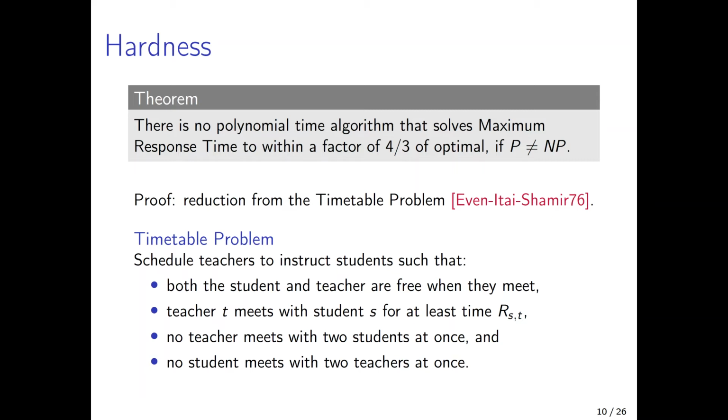In the timetable problem, we schedule teachers to instruct students such that both teacher and student are free when they are scheduled to meet. Teacher T and student S meet for at least a given time R_ST. No teacher meets with more than one student at a time, and no student meets with more than one teacher at a time. The reduction models this problem as a bipartite graph, with teachers on one side and students on the other, and the challenge is to structure the edges to match the timing restrictions of the timetable problem. For this, we refer to the paper.